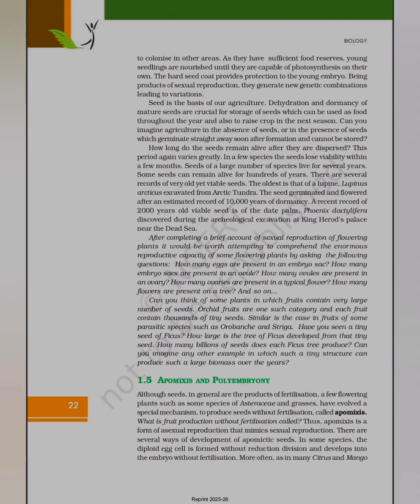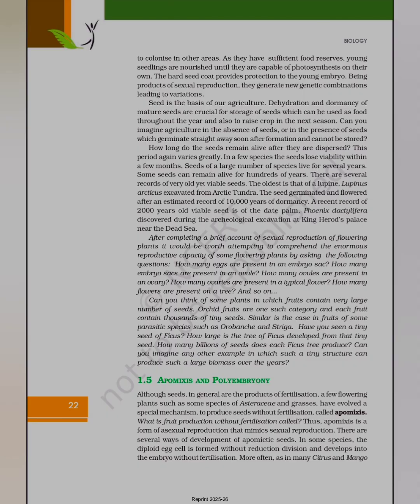What is fruit production without fertilization called? Thus, apomixis is a form of asexual reproduction that mimics sexual reproduction. There are several ways of development of apomictic seeds. In some species, the diploid egg cell is formed without reduction division and develops into the embryo without fertilization.